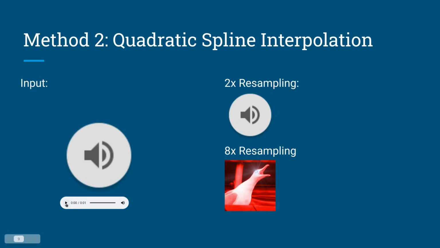Here's the input wave. It is the exact same as before. Here's that with every other sample removed and then restored.